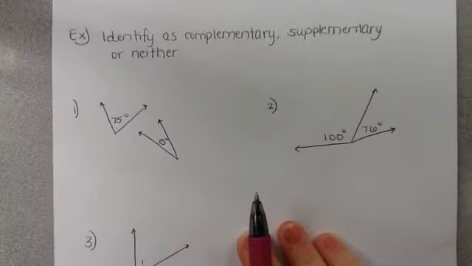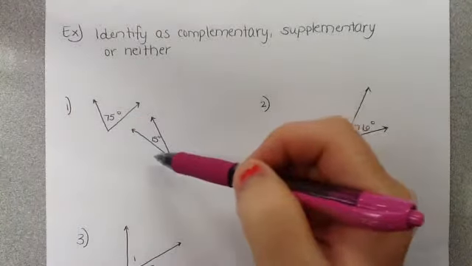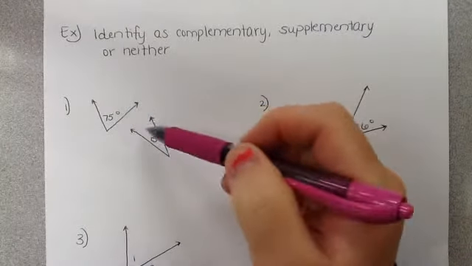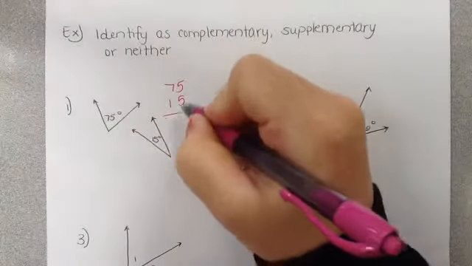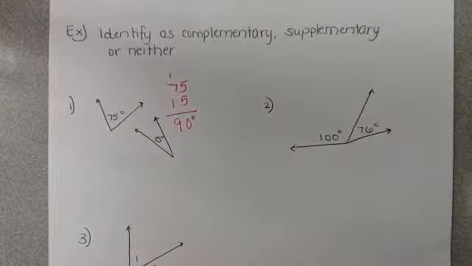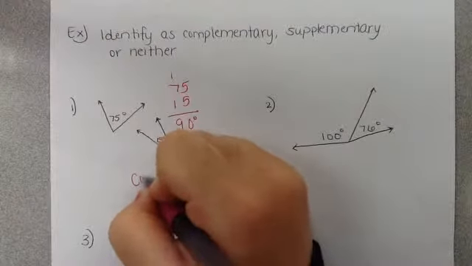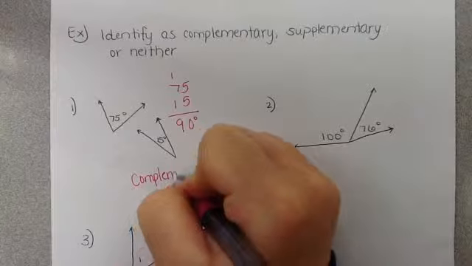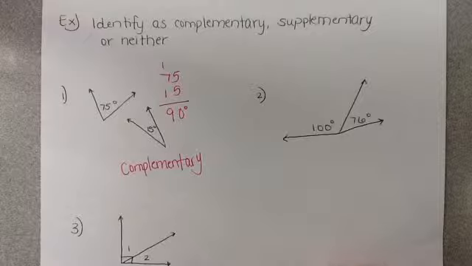So let's look at these. Identify them as complementary, supplementary, or neither. Okay. So number 1, I visibly cannot see a right angle or a straight line. So if I add these two together, okay, what do we get? 90 degrees. So what type are these two? These are complementary. They add up to 90.